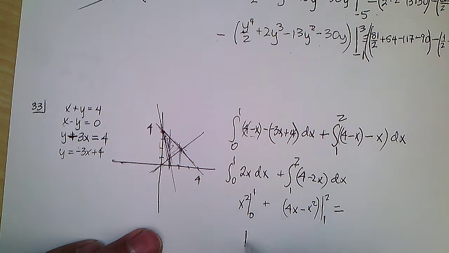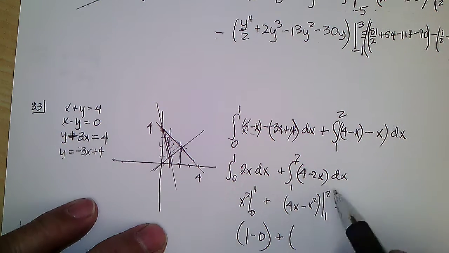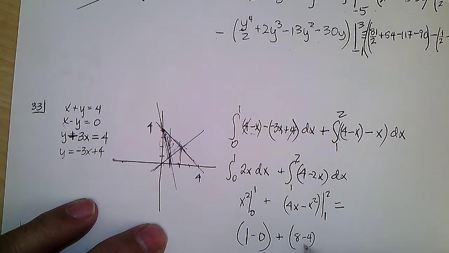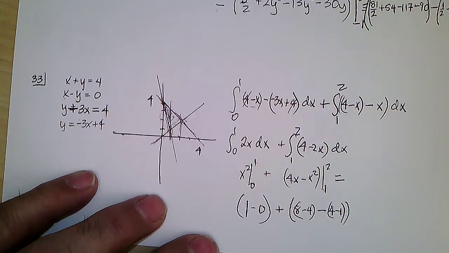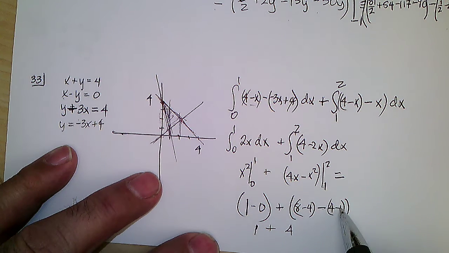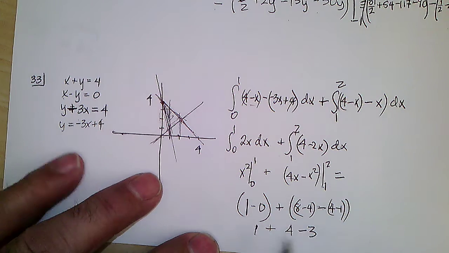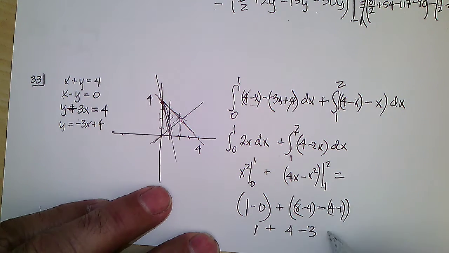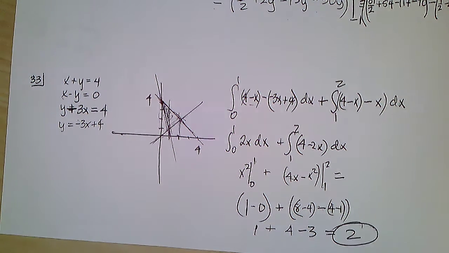So that's 1 minus 0 for this one, plus 8 minus 4 minus 4 minus 1. So that is 1 plus 4. 4 minus 1 is 3, minus 3. So I got 5 minus 3, which is 2. Okay.